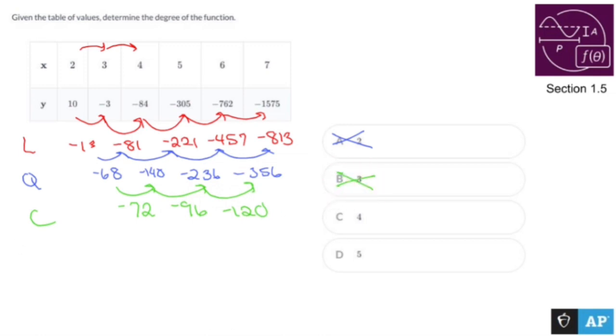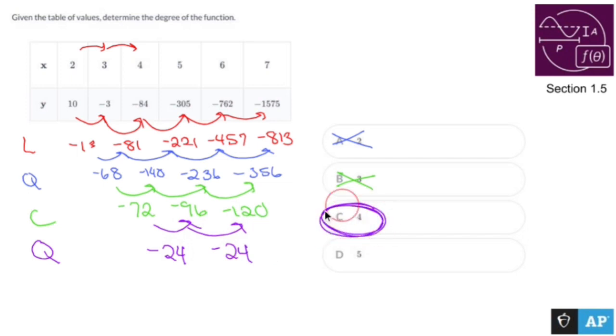Let's see if it's quartic, if it's a fourth degree. To get from negative 72 to negative 96, we subtract 24. And to get from this guy to that guy, we subtract 24. And oh, happy day, it's a quartic, making it a fourth degree polynomial.